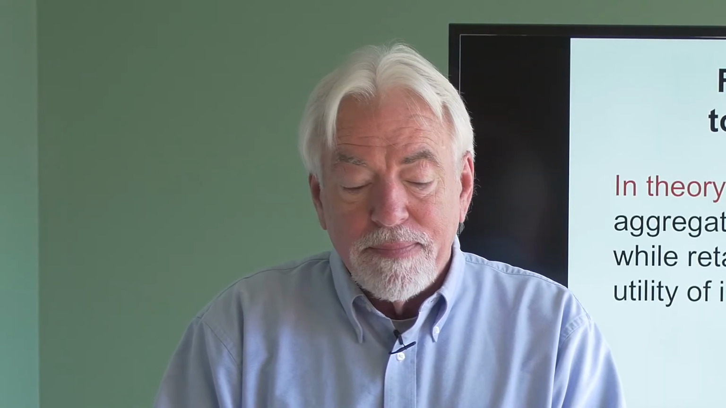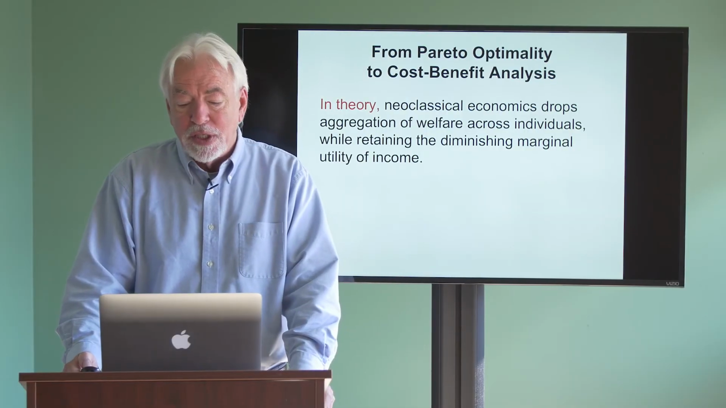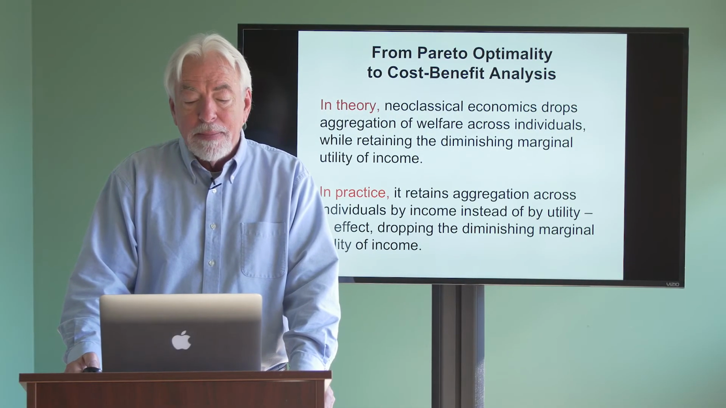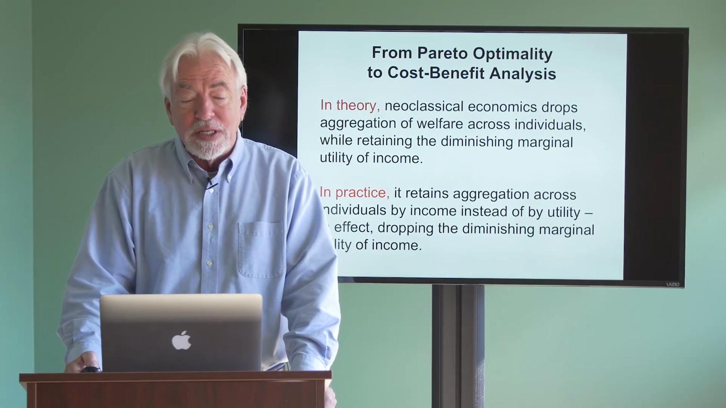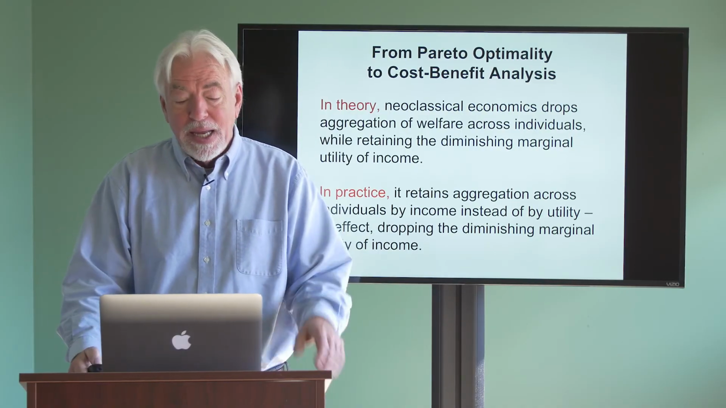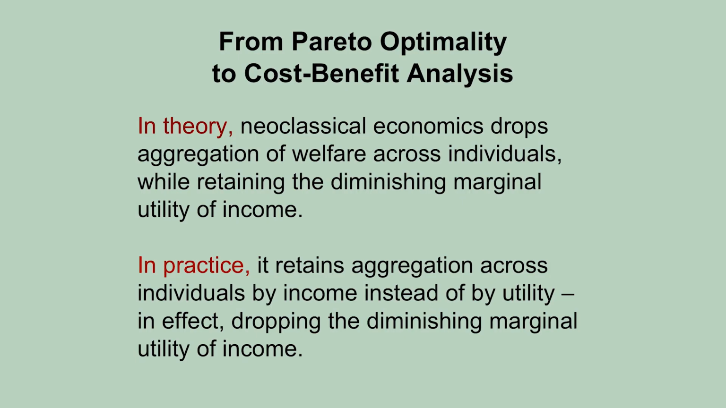So in theory, neoclassical economics dropped aggregation of welfare, aggregation of utility across individuals while retaining the diminishing marginal utility of income. But in practice, neoclassical economics retained aggregation across individuals, but aggregates income instead of aggregating utility, in effect disregarding the diminishing marginal utility of income, disregarding the possibility that dollars are worth more to people with less of them than they're worth to people with lots of them.